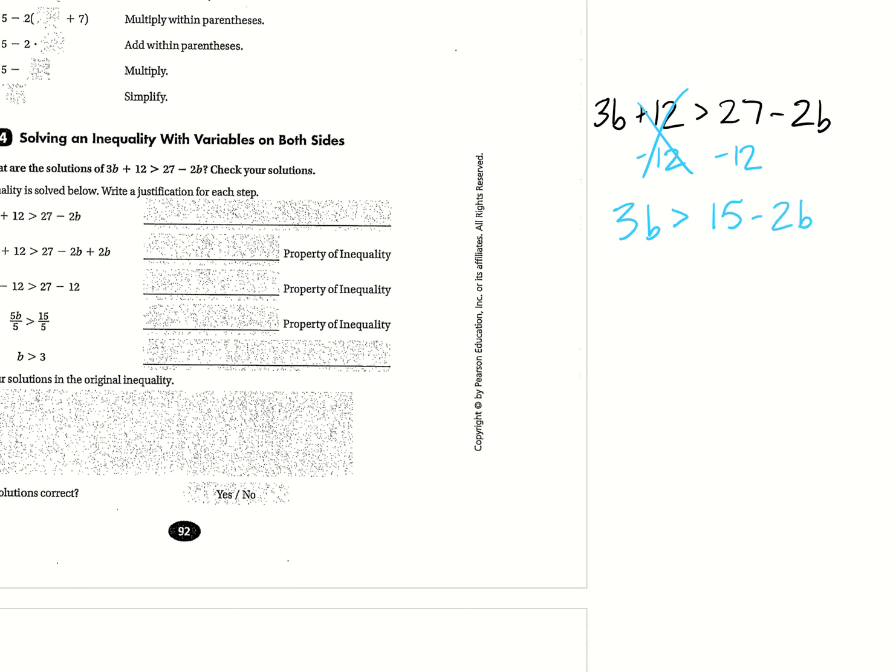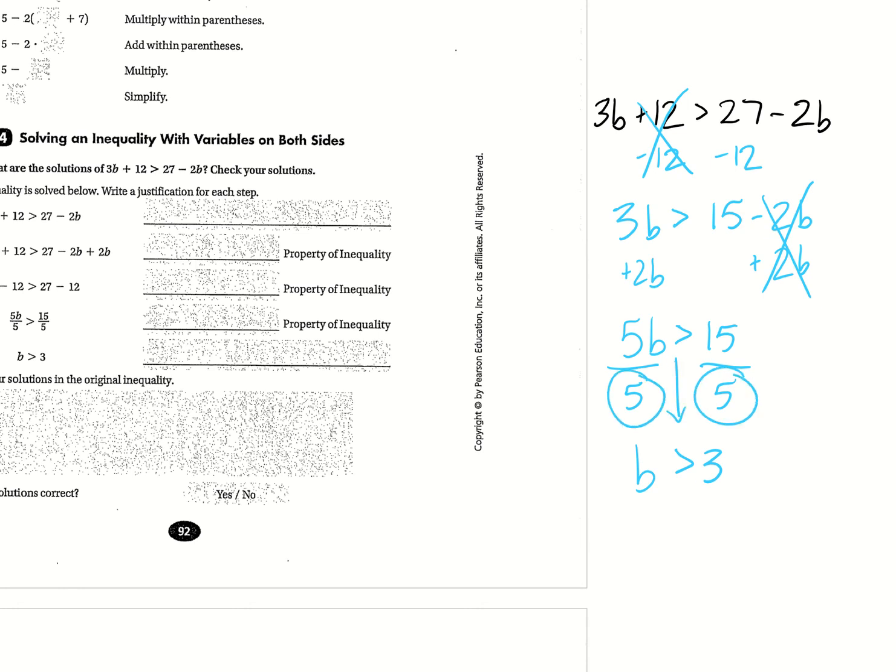Now I can get all the variable terms onto the other side. So I'm going to add 2b to both sides. And then we're going to be left with 5b is greater than 15. Lastly, divide both sides by 5. We have b is greater than 3. Remember, the sign doesn't change because we're dividing by a positive and not by a negative on this problem.